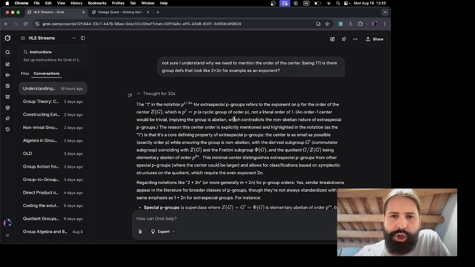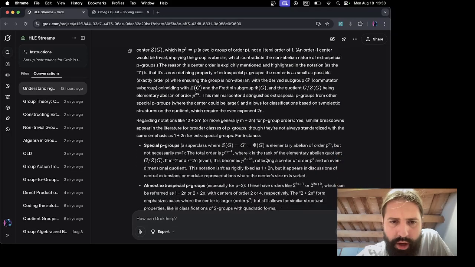So the 1 in the notation 1 plus 2n for special groups refers to the exponent on p for the order of the center. Yeah, okay, cool. Not a literal order of 1. An order 1 center would be trivial, implying the group is abelian, which contradicts being non-abelian. The reason the center order is explicitly mentioned in the notation as 1 is that it's a core defining property of extra special p-groups: the center is as small as possible, exactly order p, while ensuring the group is non-abelian with the derived group.